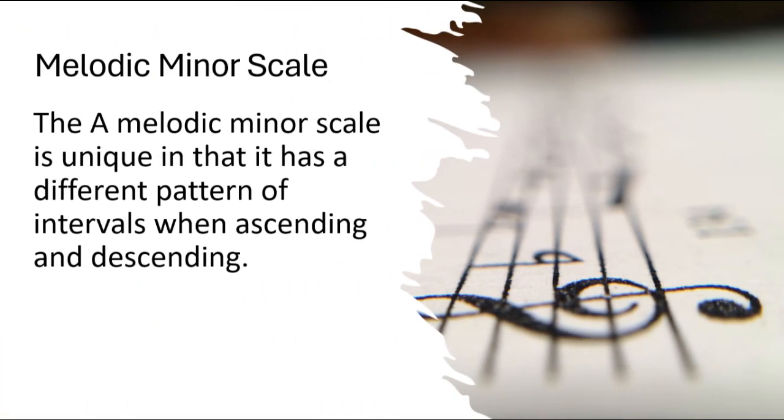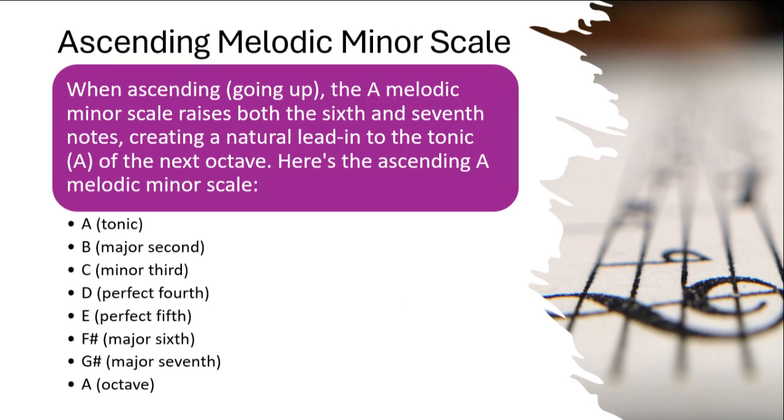The melodic minor scale is unique in that it has a different pattern of intervals when ascending and descending. When ascending, going up, the melodic minor scale raises both the 6th and the 7th notes, creating a natural lead to the tonic, A, of the next octave. Here's the ascending A melodic minor scale. A tonic, B major 2nd, C minor 3rd, D perfect 4th, E perfect 5th, F sharp major 6th, G sharp major 7th, and A the octave note above.